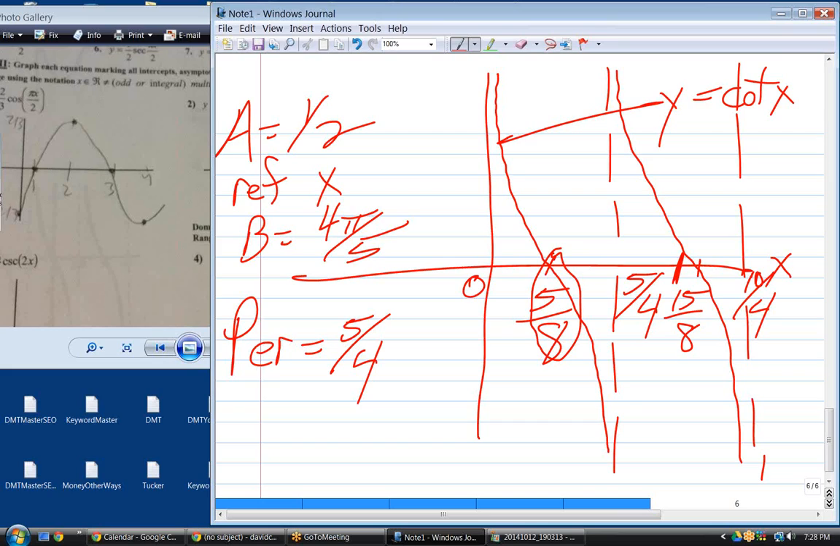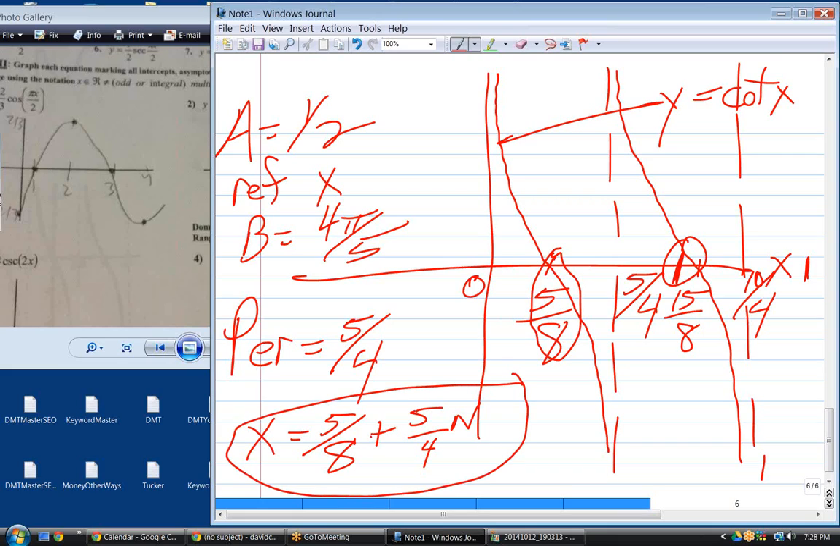So our x-intercepts are 5/8 plus 5/4 times n. Is that the notation you use? Yeah. In other words, when n is 1, we're at 15/8. When n is 2, we add another 5/4 to it. We're over there. Technically, I'm not sure exactly, am I supposed to put a plus or minus in front of that? Like that? I don't think, yeah, actually.